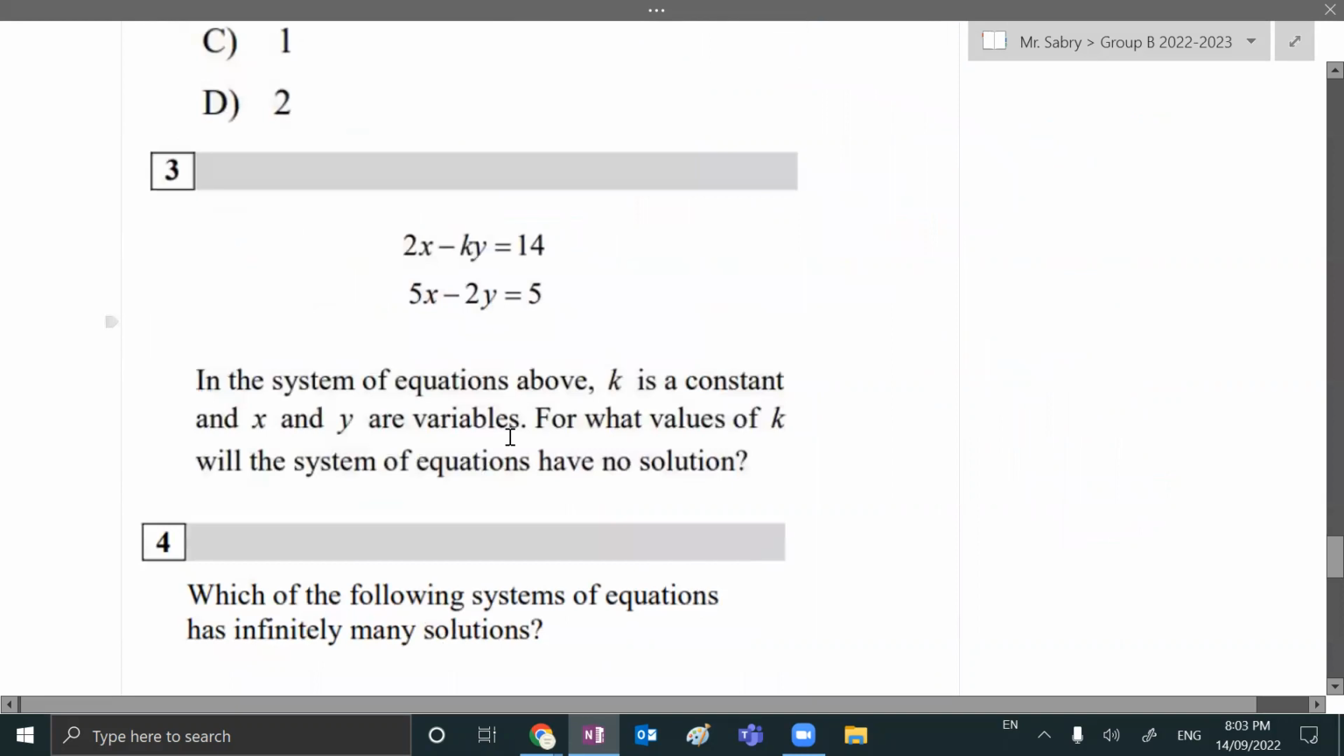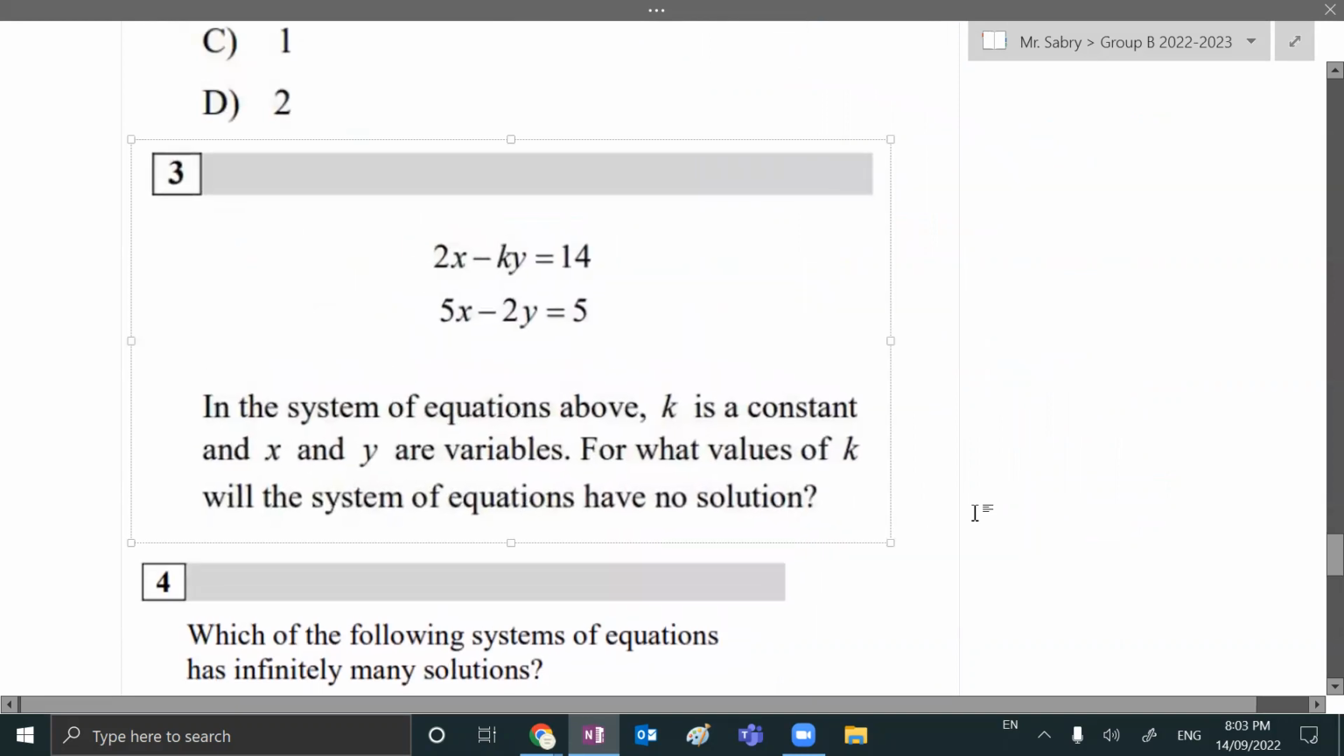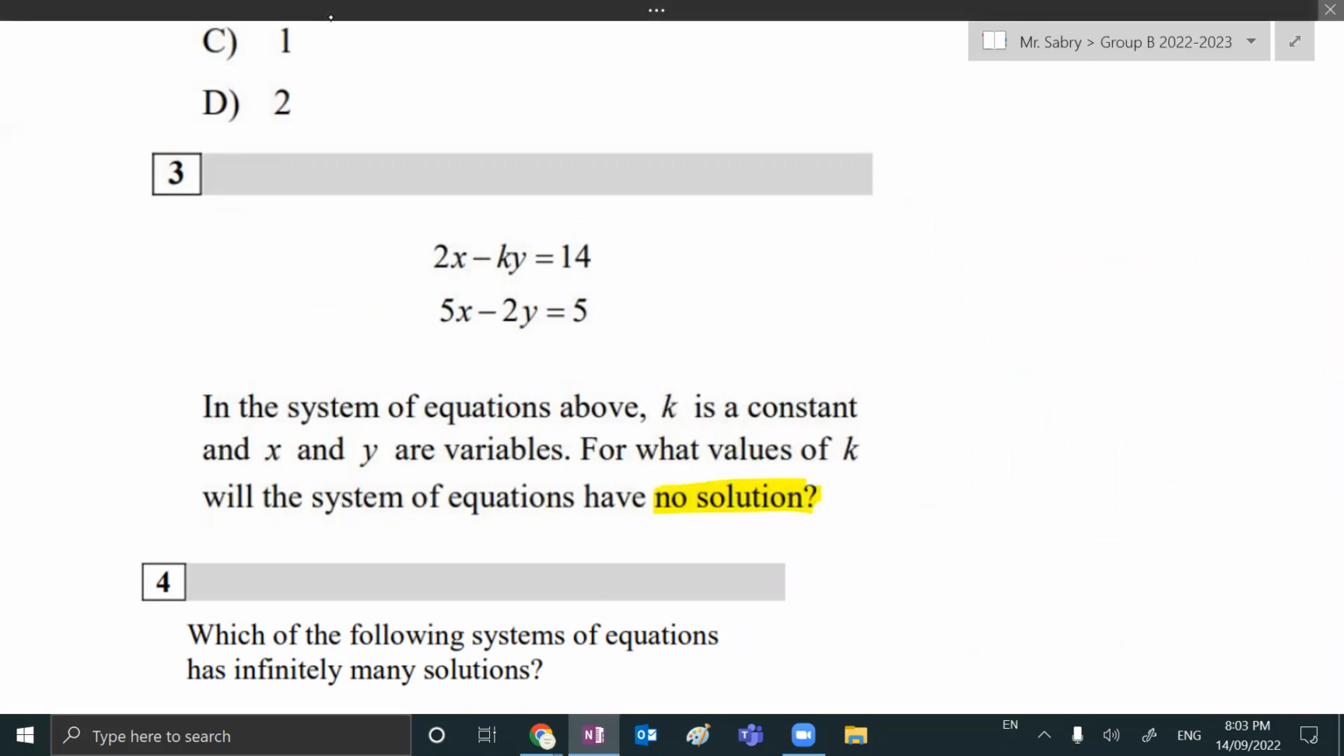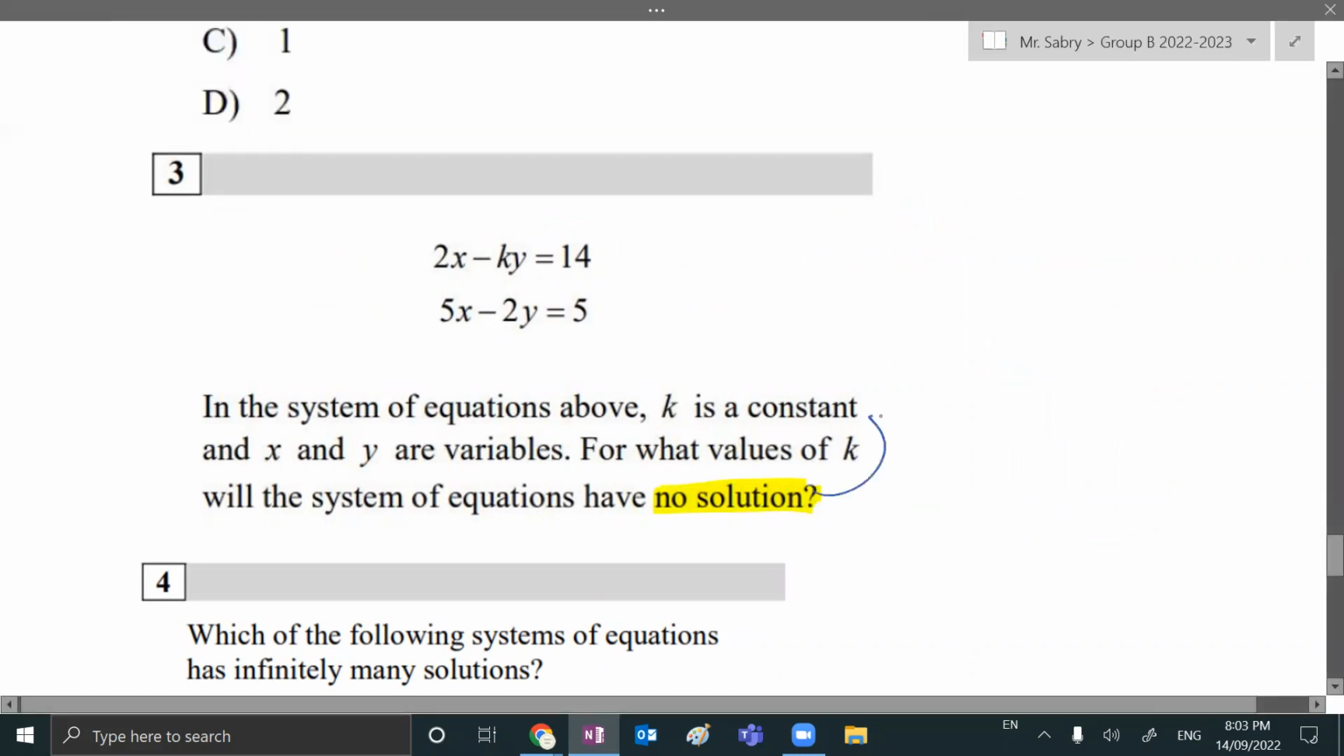Moving to number 3. Now the key word in number 3 is that they said that this system has no solution. So I thought, what do I know about the no solution thing? I know no solution means they're parallel, and parallel means they have the same slope. So that's where you're going to think, and that's where you're going to start. If they have the same slope, let's actually do that. Get the slopes and make them equal.